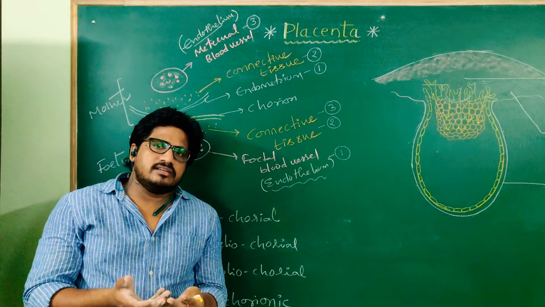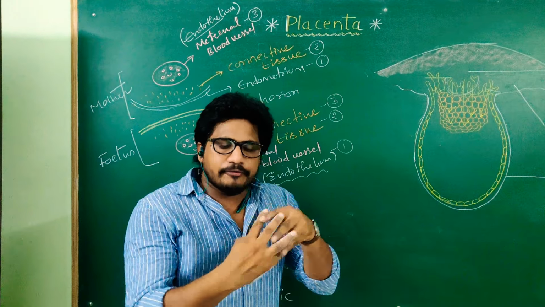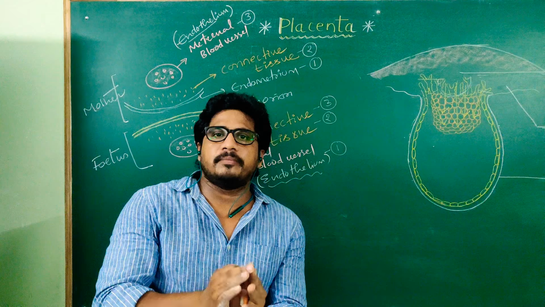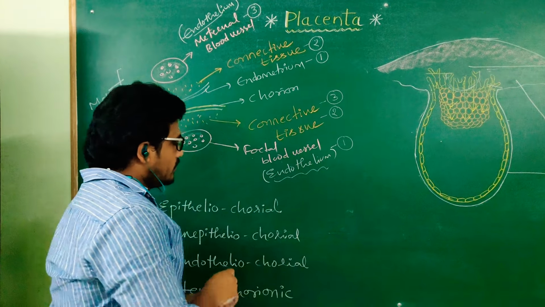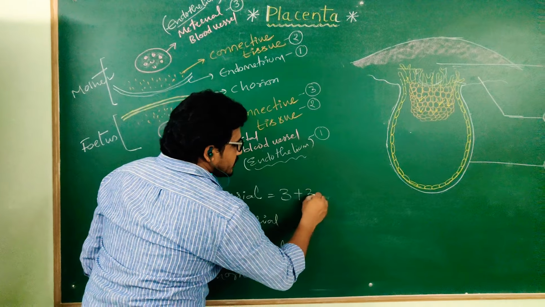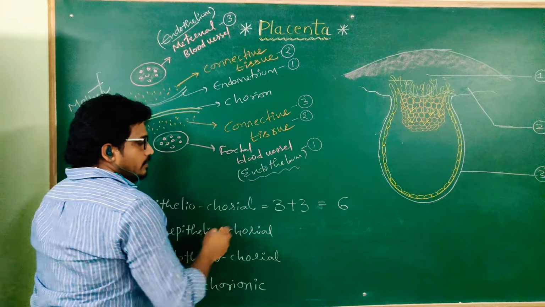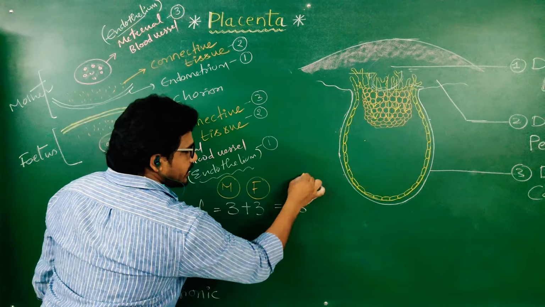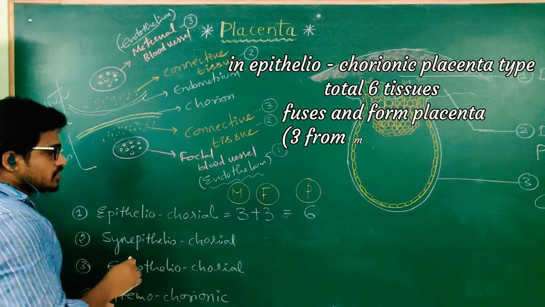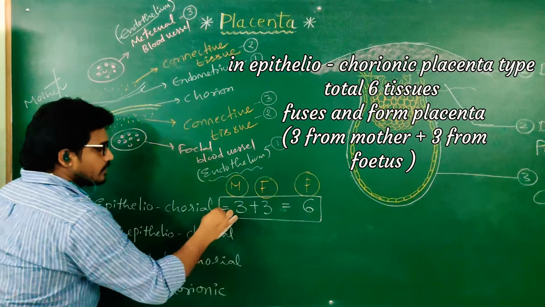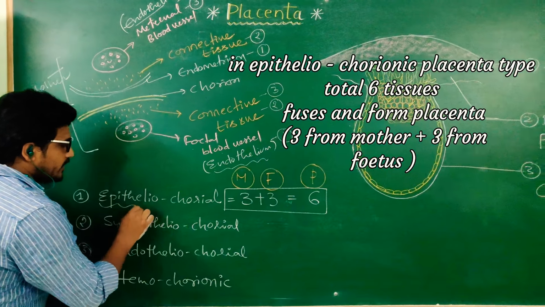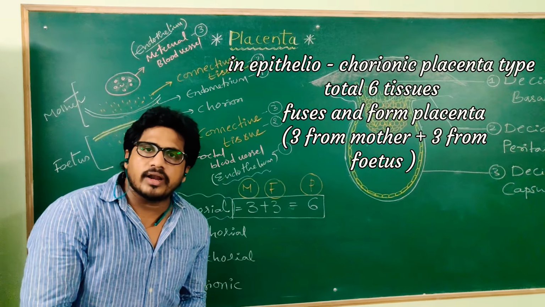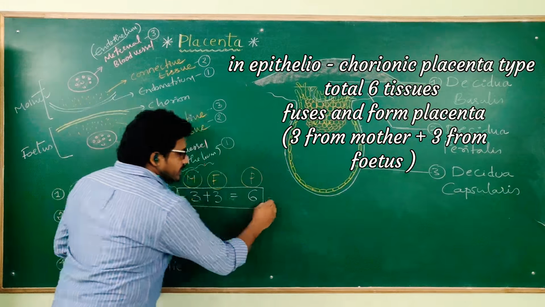Same tissues or different tissues, no matter. 3 from the fetus and 3 from the mother are fusing and forming a barrier. So simply, the barrier is constructed by 6 tissues. That is 3 plus 3 is equal to 6. From the mother, how many? 3. From the fetus, how many? 3. In the placenta, total how many tissues are there? 6. Such a type of placenta is called epitheliochorial placenta. This is the first type of placenta. Epitheliochorial placenta. Understand? Example, pig.